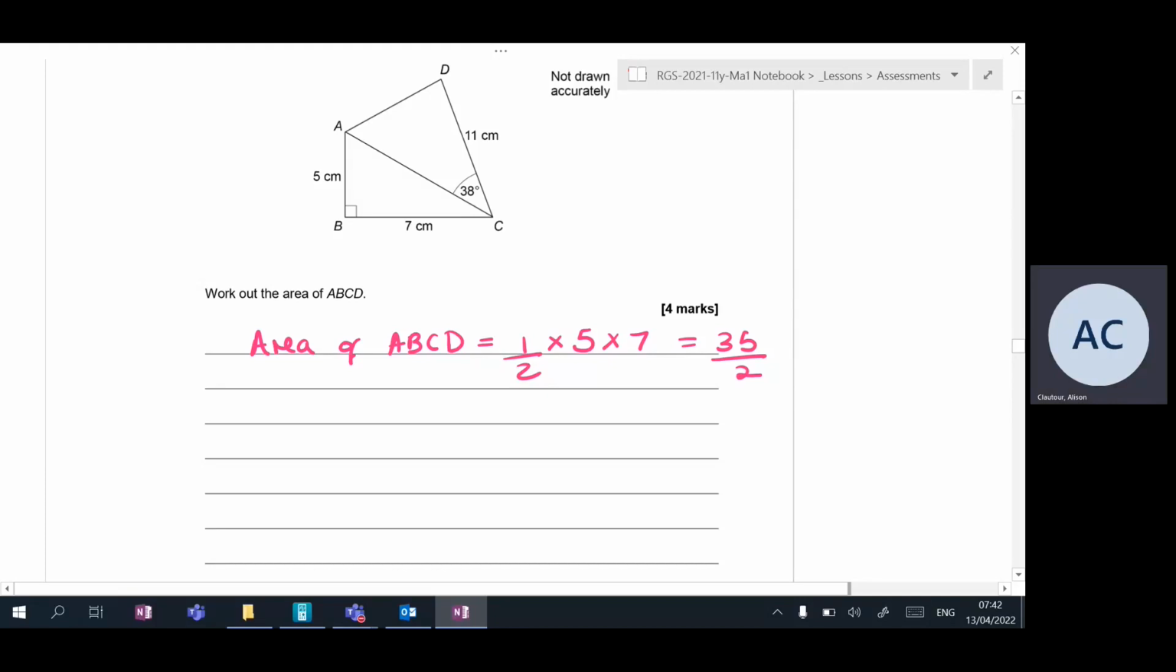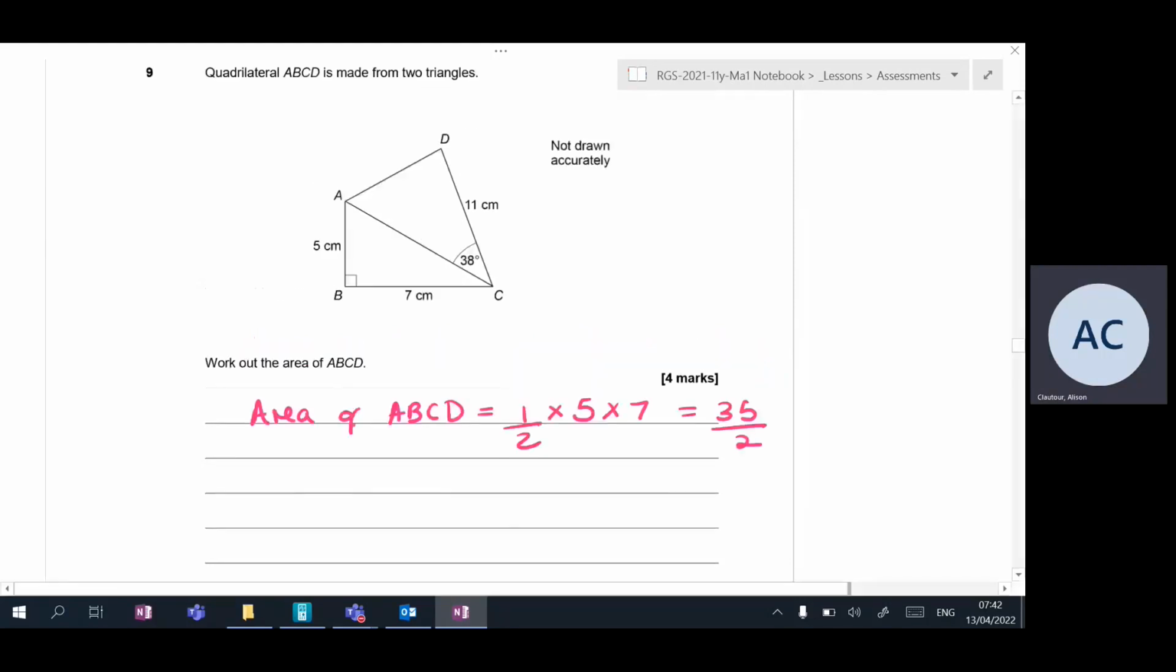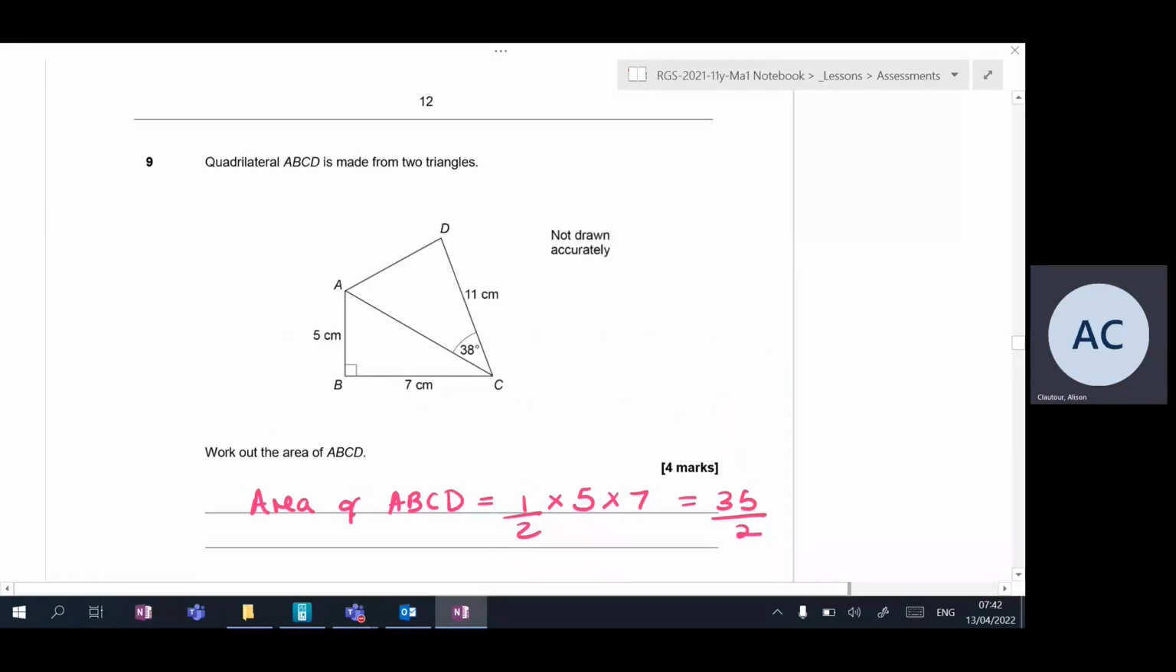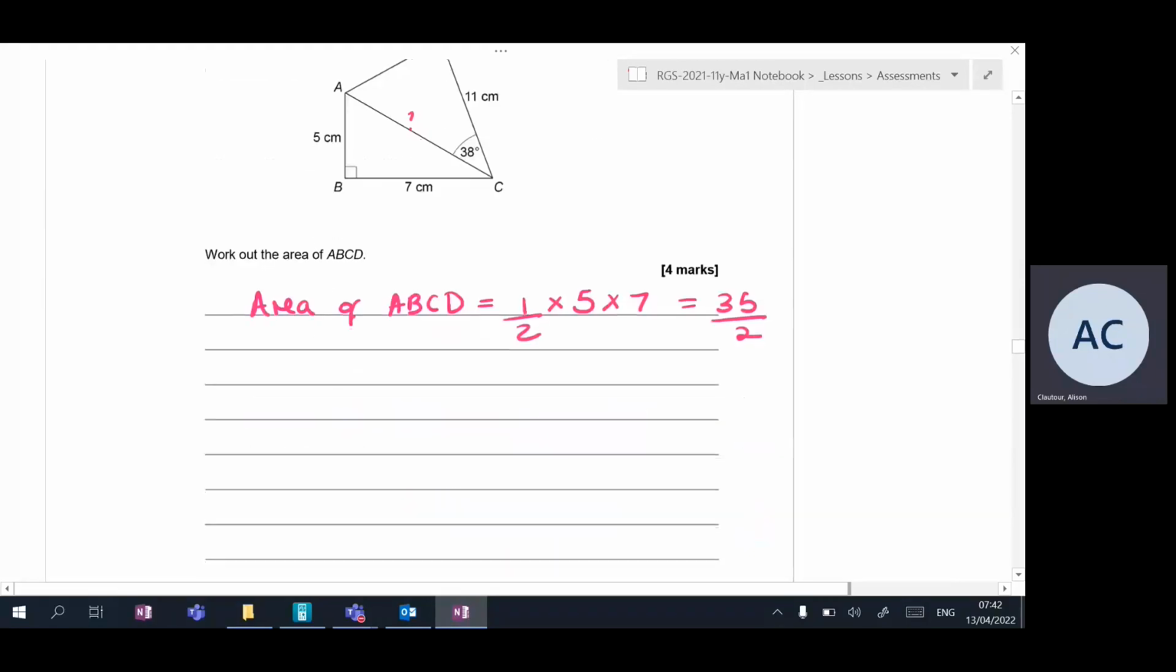Okay, and then ACD is obviously going to be a little bit trickier. So I'm going to have to use the other rule for the area of a triangle, half ab sine C. But to use that, you need to have the angle and the 2 sides either side of it. So I'm trying to find out what this side here is. Okay, and obviously I can do that using the other triangle. So if I use Pythagoras on the other triangle, I've got 5 squared add 7 squared is AC squared.